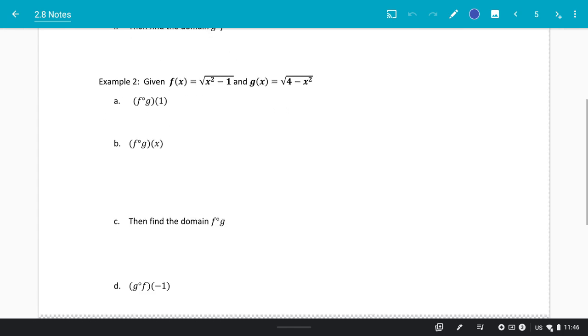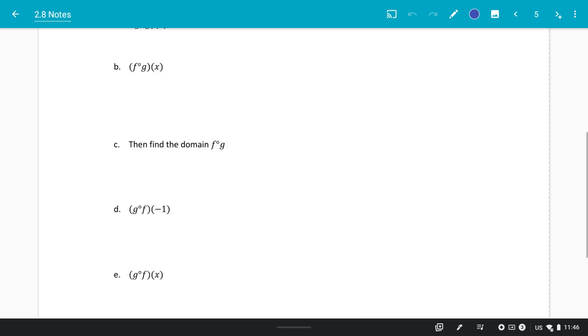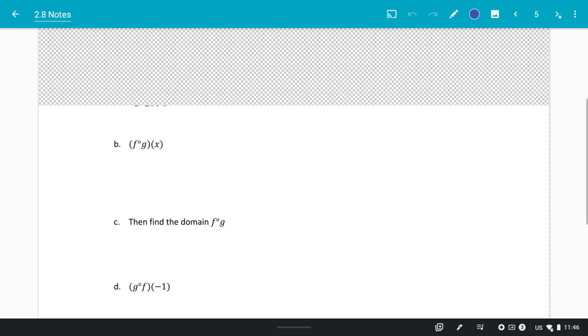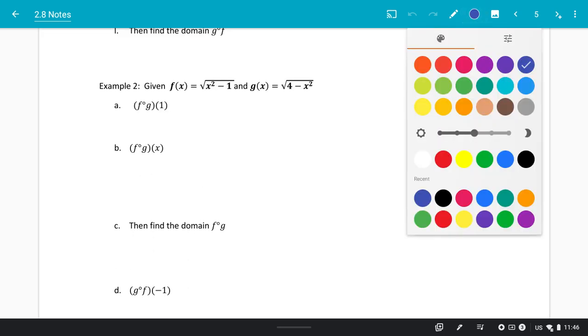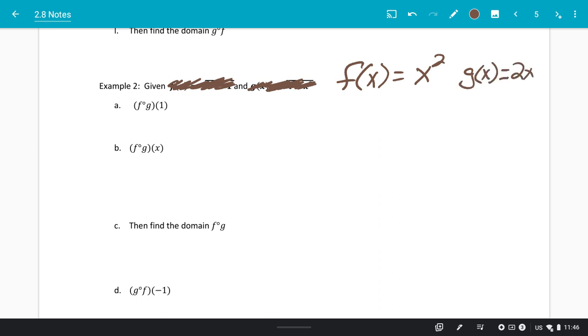Let's go to example 2. Let's go to this one. I want you to look at those. Let's say f of x equals x squared, and let's say g of x equals 2x plus 3.